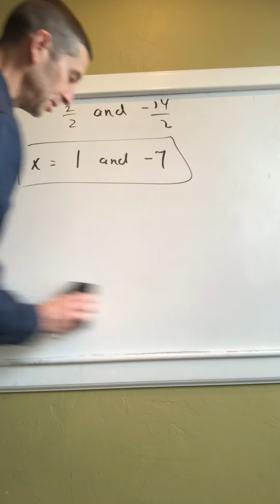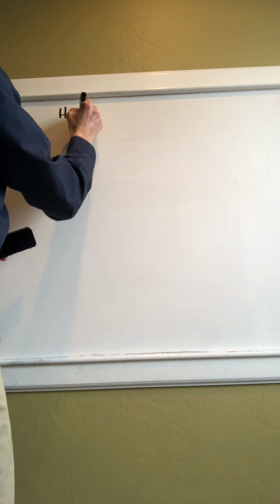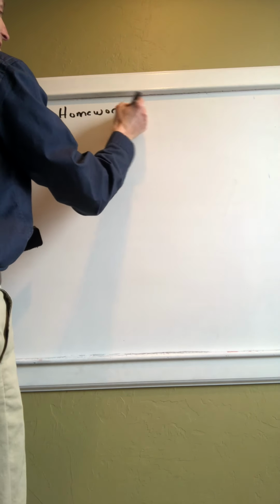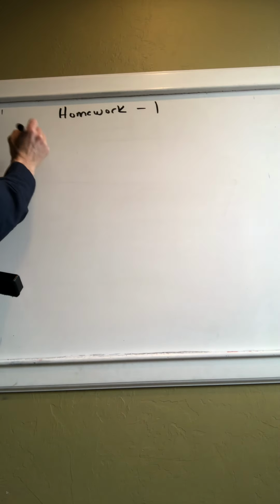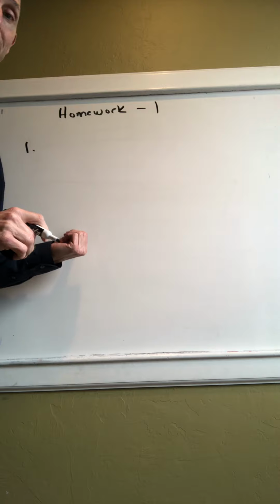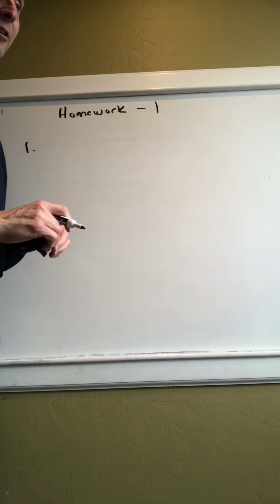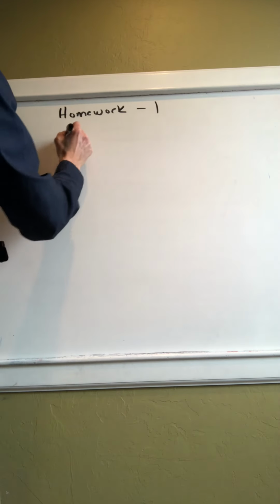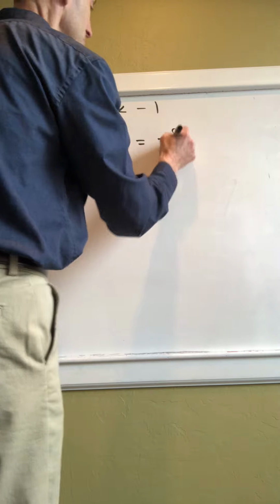All right, guys, here's the story. First assignment. So we're going to call this Homework-1. Very first assignment. I'm going to put 4 problems on this board right in front of me right now. And you're going to be responsible to make these 4 problems look awesome. Let me get them at x squared plus 6x equals -8.